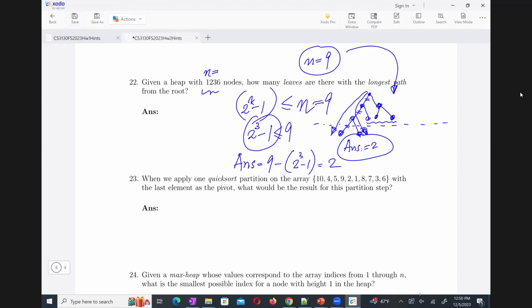Question 23. I just want to clarify. When 6 is our pivot, 10 is greater than 6, 4 is less than 6, so we swap 4 and 10. Then 5 is less than 6, so we swap 5 and 10. Then 9 is greater than 6. Then 2 is less than 6. How do we know that we should swap 2 and 10 instead of, say, 2 and 9? Does a computer know to do 10 this time or 9 this time? Do we have to explain that?